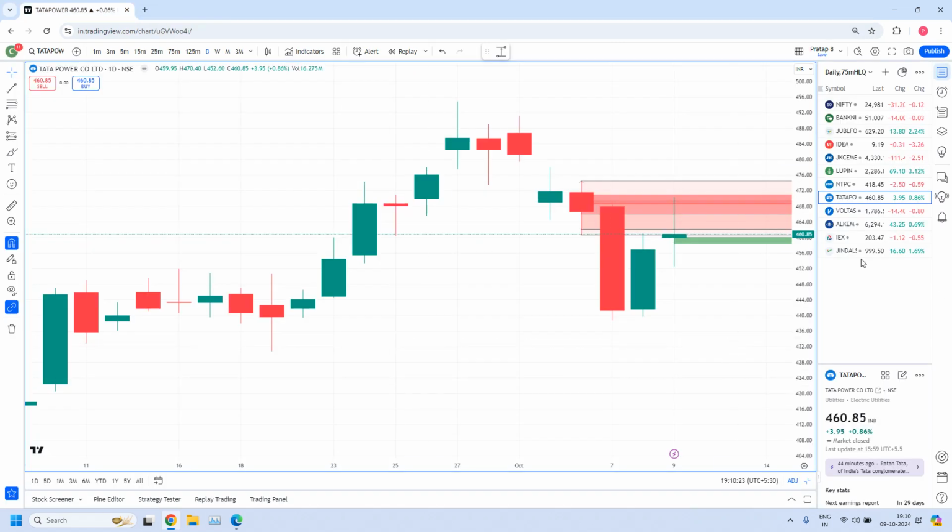In yesterday's end of the day report, we identified 10 high liquidity zones for today's trading session. Out of the 10, we got 3 very good trades. Let's discuss them. The first one is Tata Power.